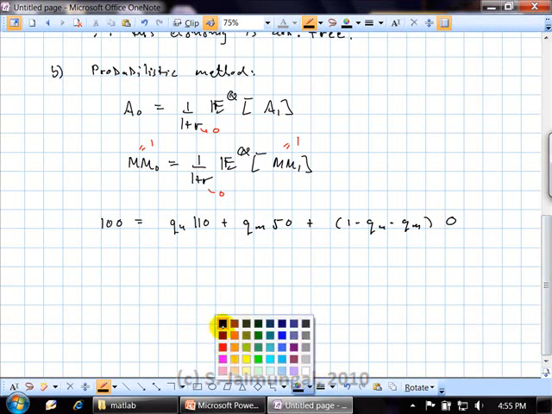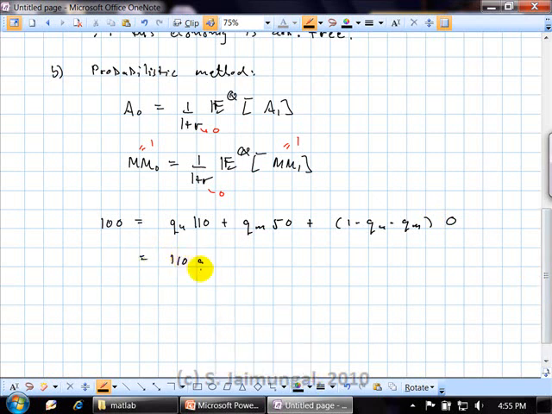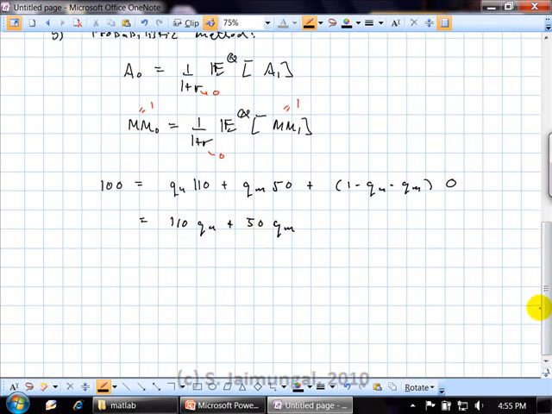Okay, so then the question is, do there exist two Qs, QU and QM, between 0 and 1 that satisfy this equation? Can you find one? There are many, don't you see? There are quite a few. Look, let's solve for QM here. QM equals 100 minus 110 QU, all divided by 50, okay? Or, in other words, 2 minus 11 over 5 times QU.